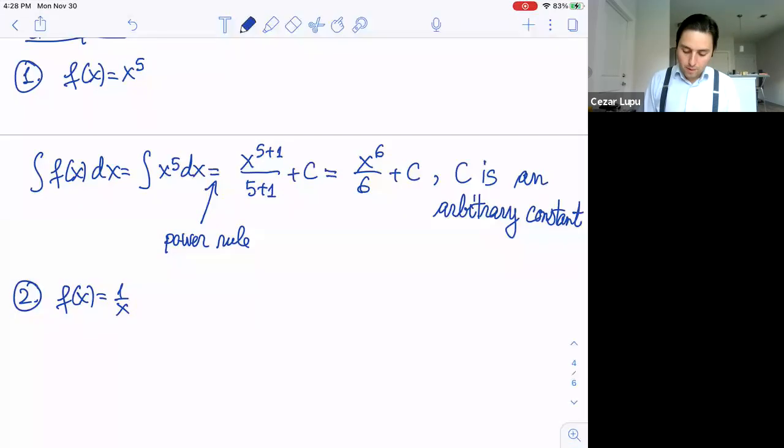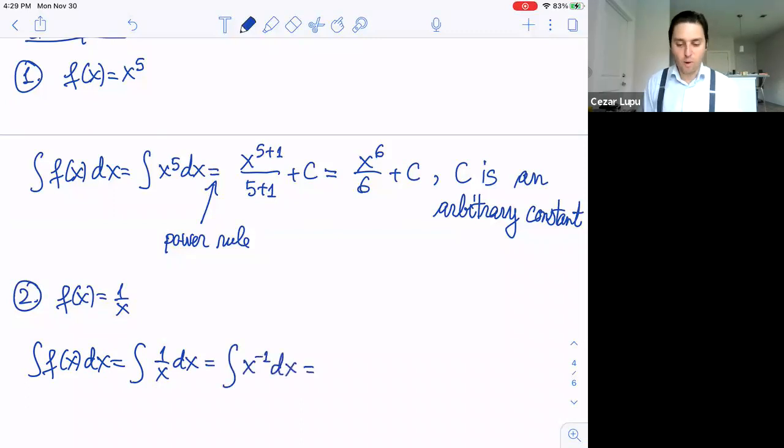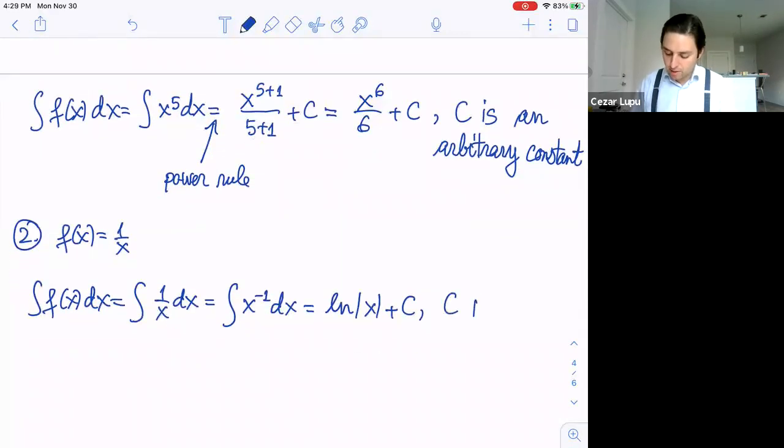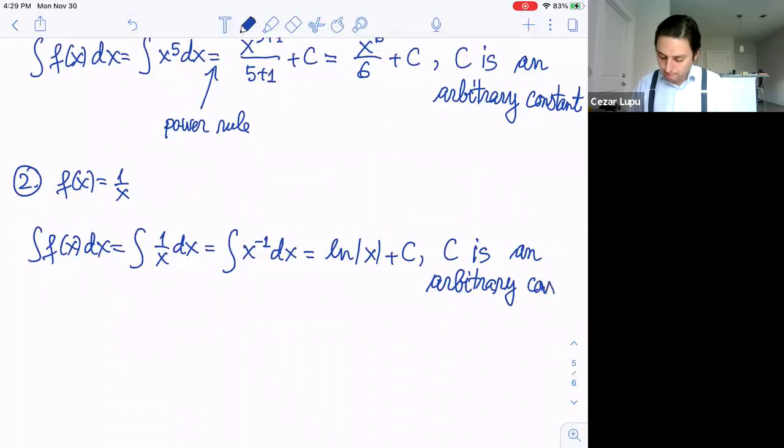Okay. So now in this case, the integral of f of x dx, which is nothing else than the integral of 1 over x dx, will be equal to, so this is x, let's write it in this way, x to the power -1. But this time this will be the natural log of the absolute value of x plus c, where again c is an arbitrary constant. All right, so now in this case we apply the power rule for n equals -1. Now let's see another quick example.